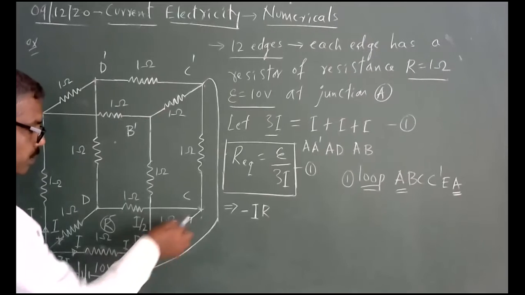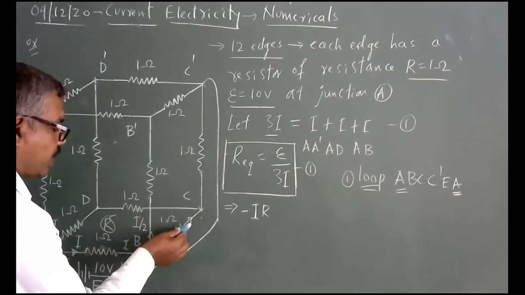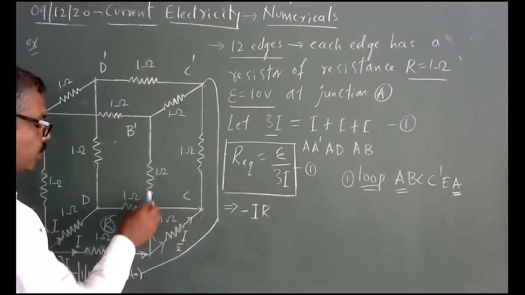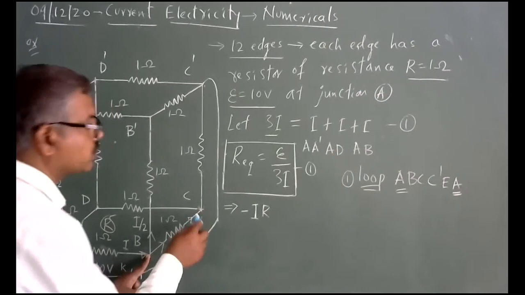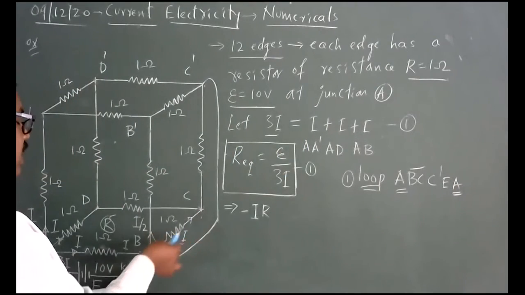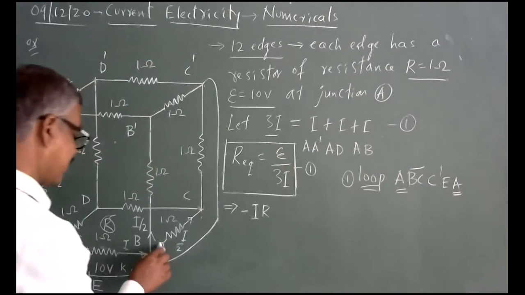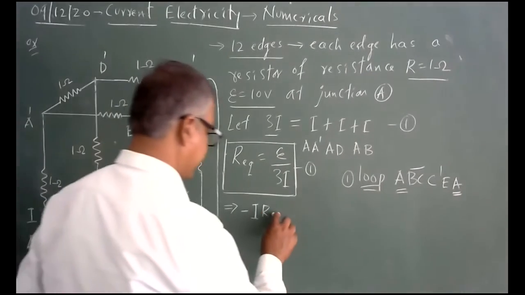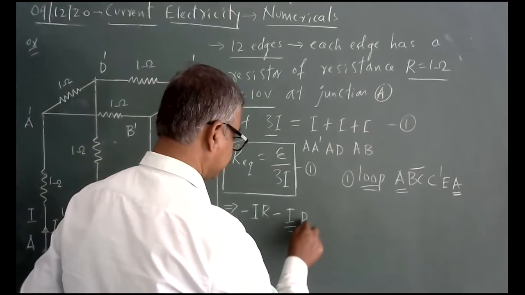One is BC and the other is BB dash. The current splits into equal parts because you have the same resistance, 1 ohm, 1 ohm, or R, resistance R. Hence, I am moving from B to C. When you move from B to C, resistance is R, current is I by 2. Again, the direction of traverse and the current are the same. I can take minus I by 2 R.